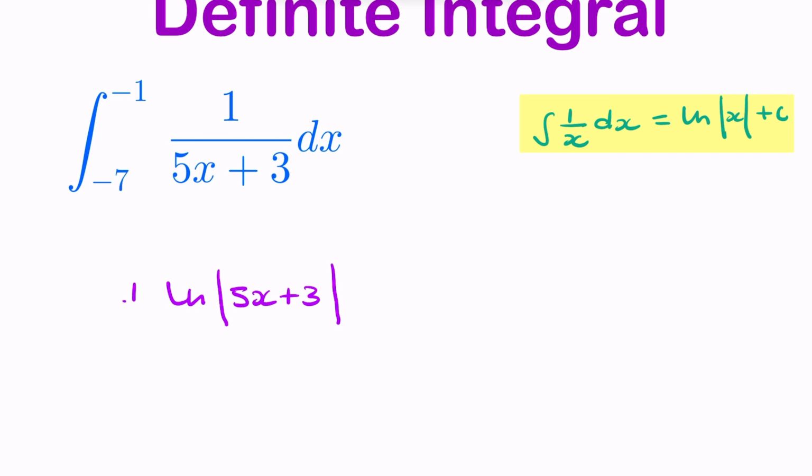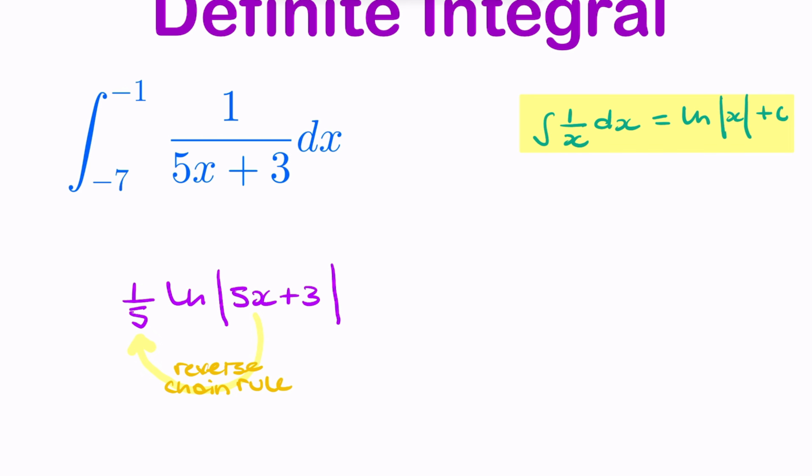But then we need to divide by the derivative of 5x plus 3. We do that because of something called the reverse chain rule. So again, 1 over 5x plus 3 will be the natural logarithm of 5x plus 3 divided by the derivative of 5x plus 3. Okay, so that's your answer, and we're not going to say plus a constant because we have these limits here.